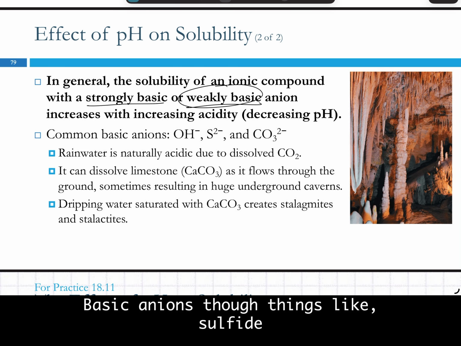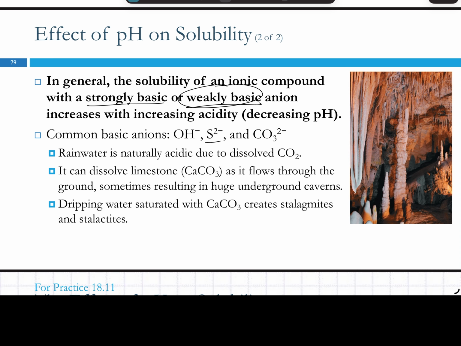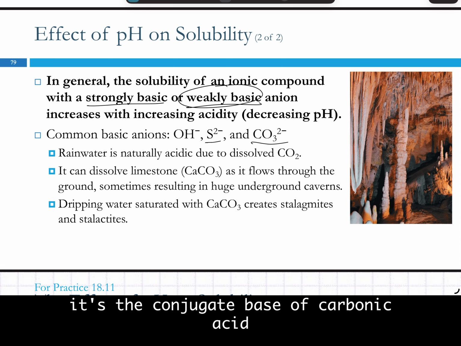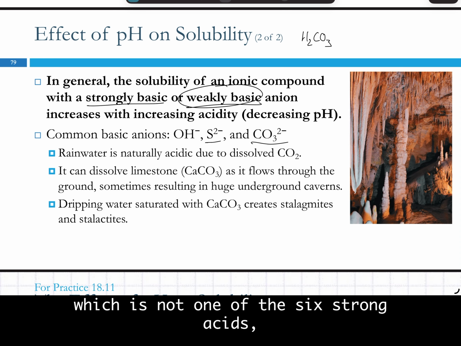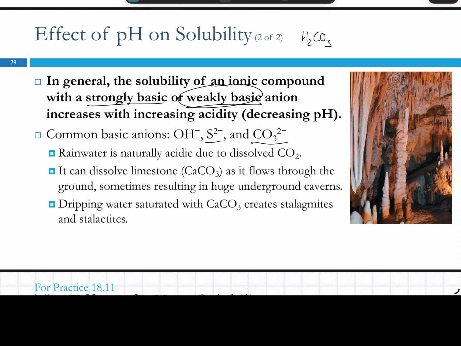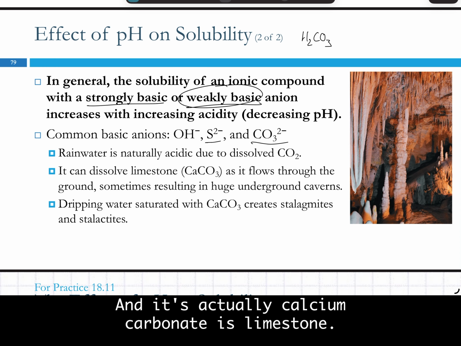Weakly basic anions, though, things like sulfide and carbonate. Carbonate is the conjugate base of carbonic acid, H2CO3, which is not one of the 6 strong acids, which means it's a weak acid. So the conjugate of that weak acid is going to be a weak base. And calcium carbonate is limestone.